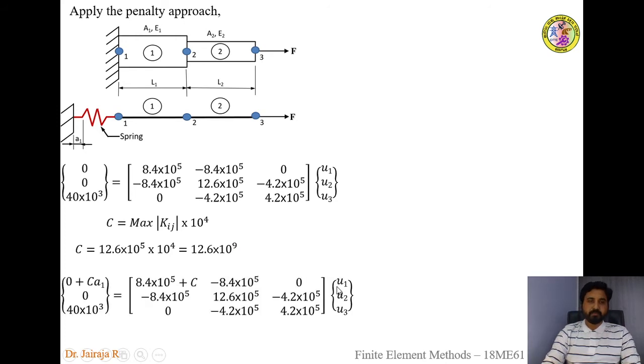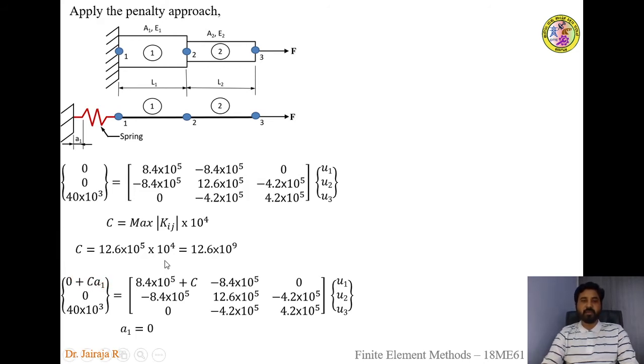Now, according to the penalty approach, since node 1 is fully fixed, we need to add a stiffness value in the first diagonal element of the stiffness matrix. We need to add the C value in the first diagonal of the stiffness matrix, since node 1 is fixed. Similarly, we need to add C into A1 to the node 1 force vector. Since there is no force acting at node 1, it is 0 plus C into A1.